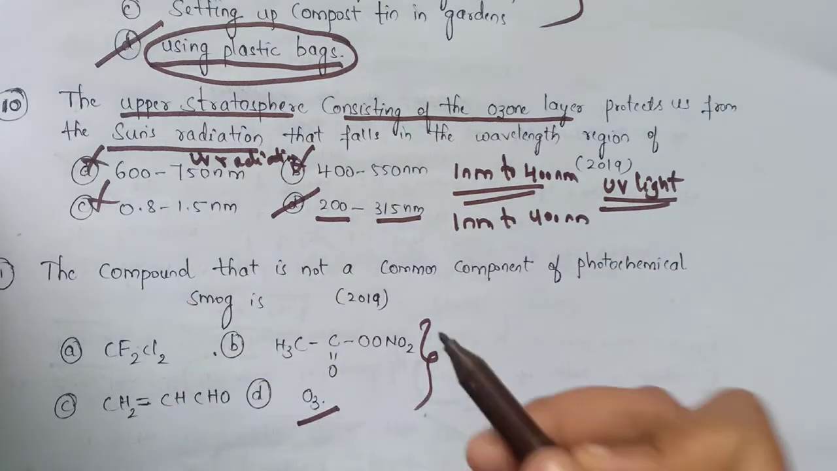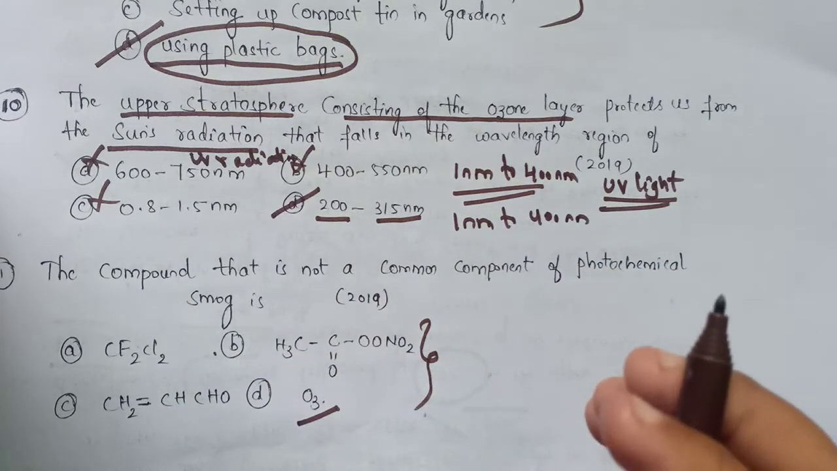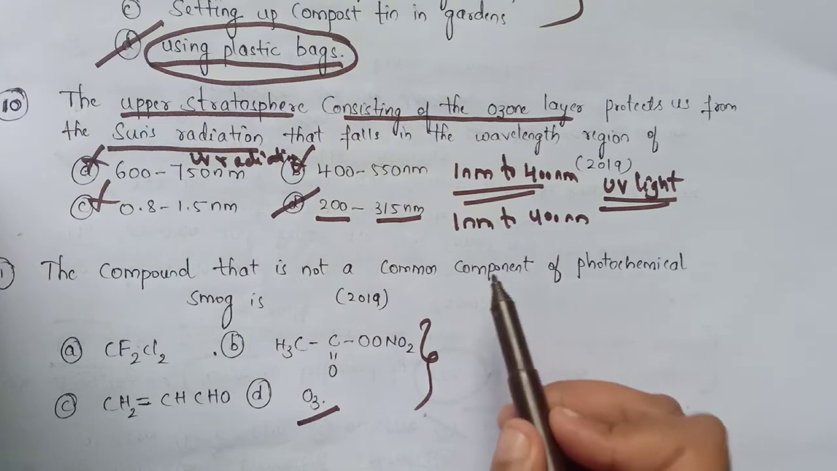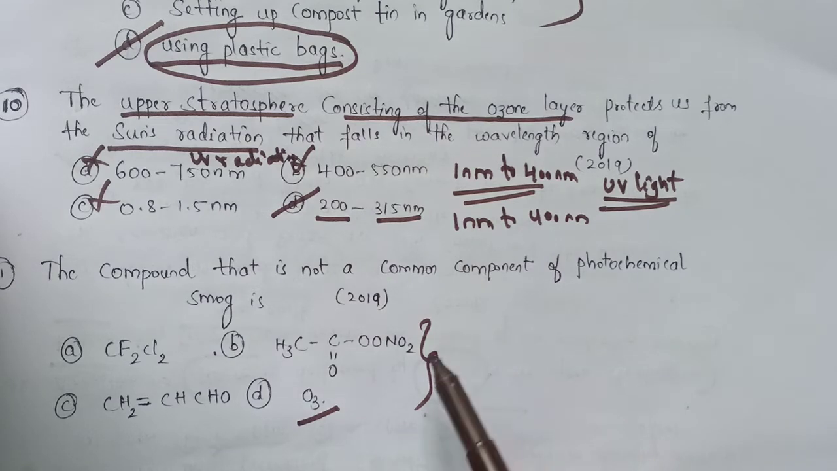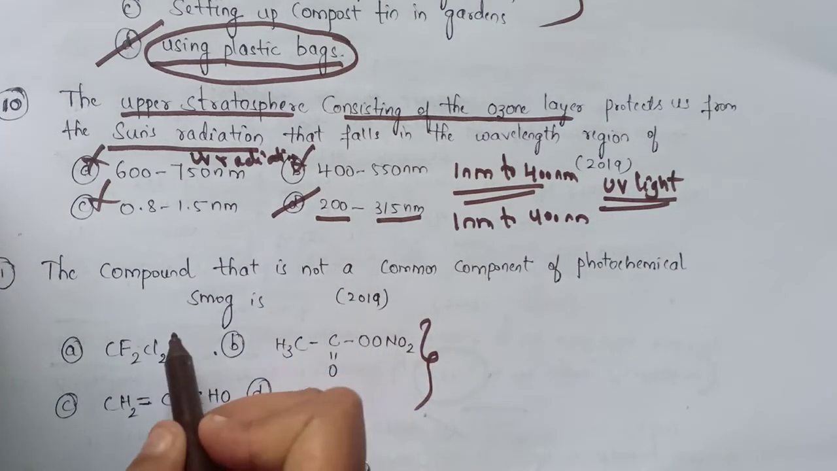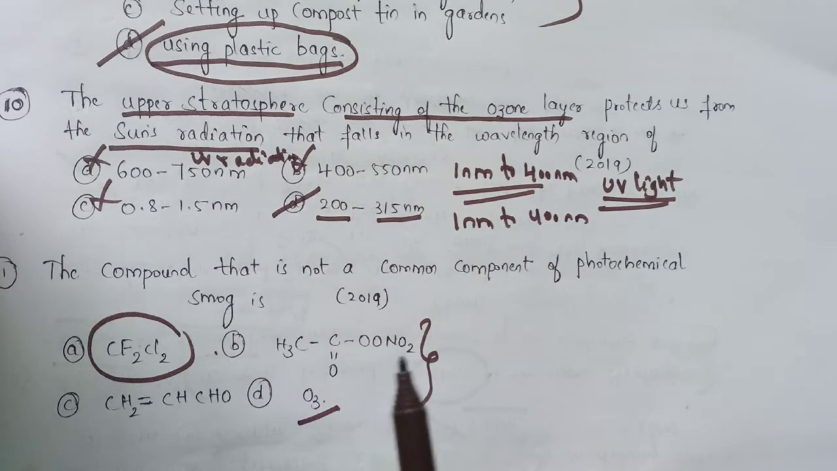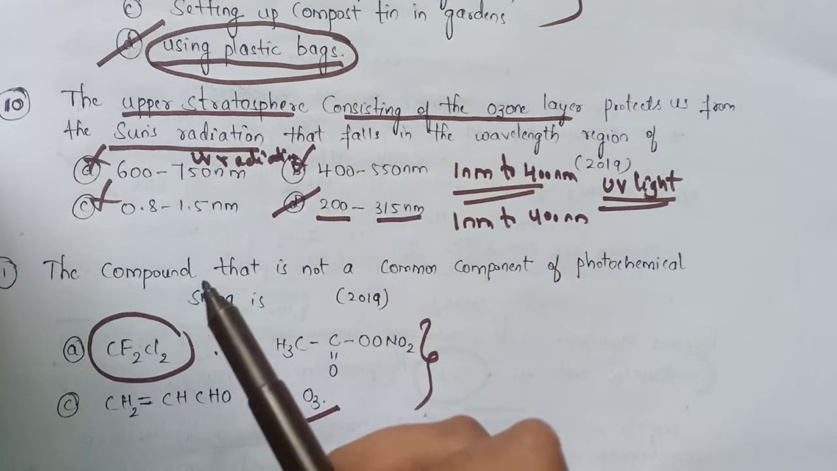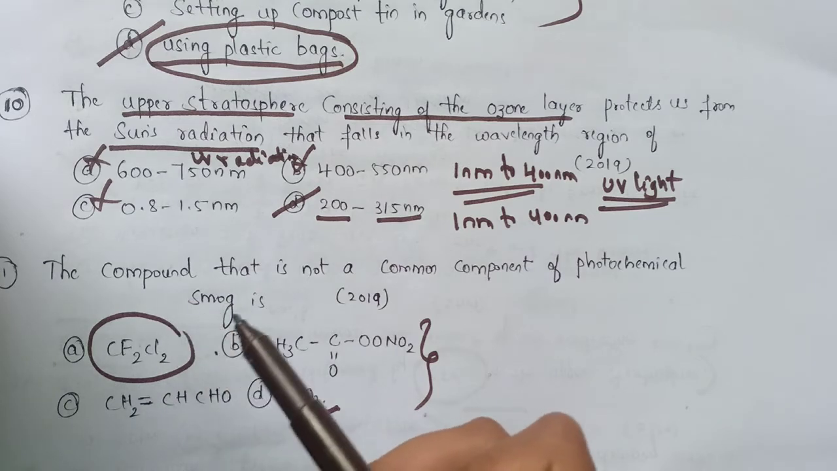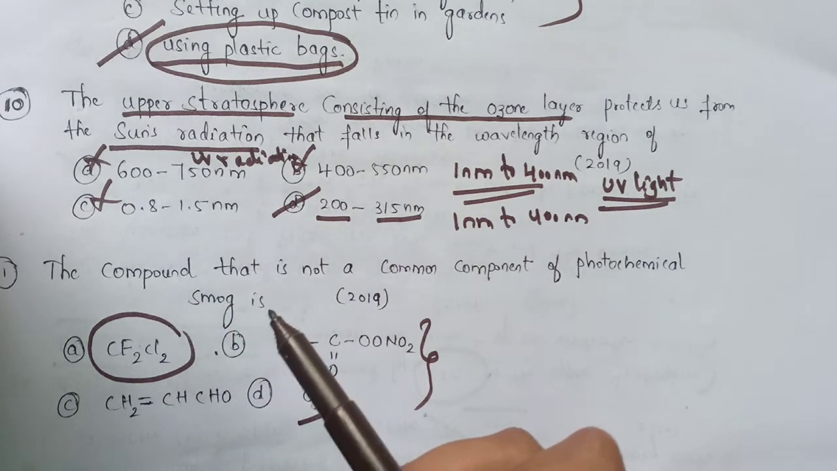We already know that nitrogen oxides and hydrocarbons are the components of photochemical smog. That is, PAN, acrolein and ozone are the components of photochemical smog. Whereas the CFCs, that is chlorofluorocarbons, are not the components of photochemical smog. They are the components of stratospheric pollution. See here, options B, C, D result in tropospheric pollution, whereas these freons will cause pollution in the stratosphere.